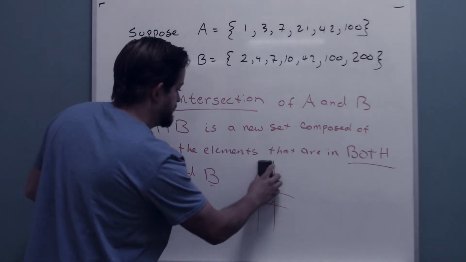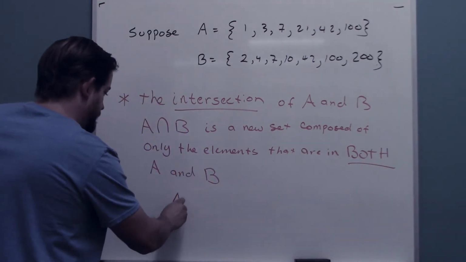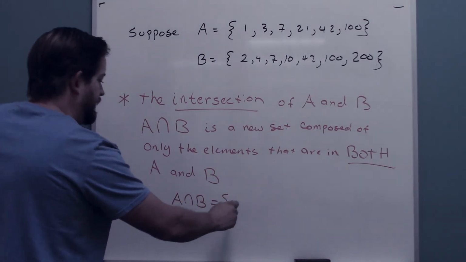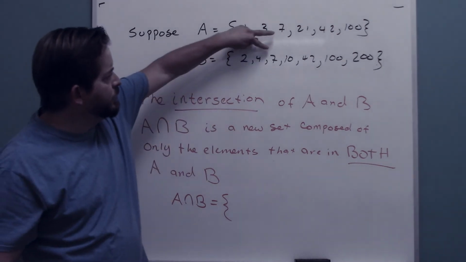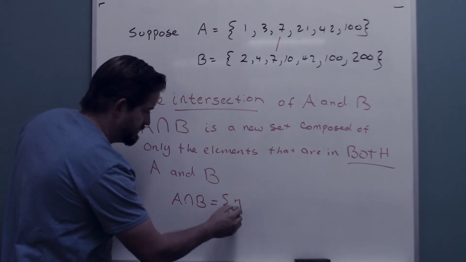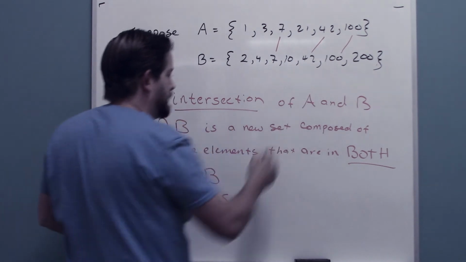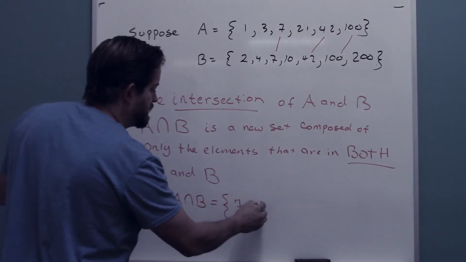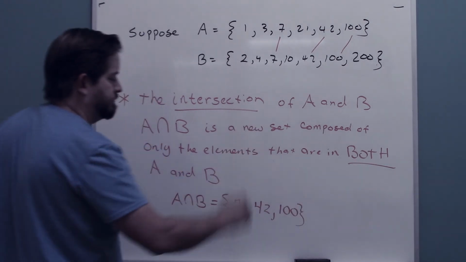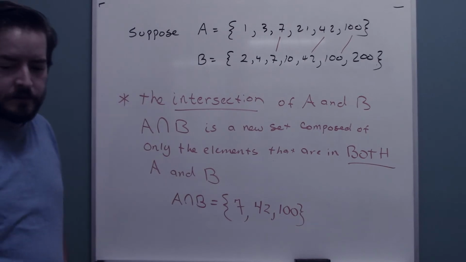So if I want to write the intersection of A and B here, I would have A intersect B is equal to, and then it's just the ones that are in both. So we ran across those. 7 is in both, so it's in the intersection. 42 is in both, and then 100 is in both. So it's a much smaller list. There it is. And that is the intersection.